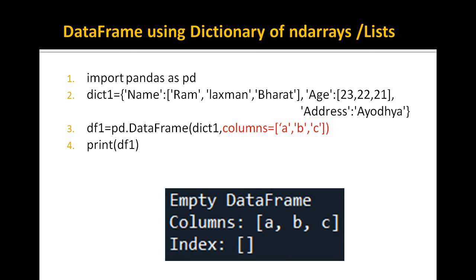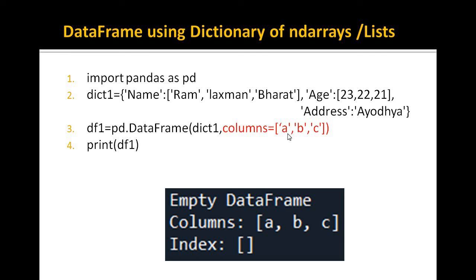Data frame using ND arrays and lists. I have another example here. When you are providing the column names, remember in the previous slide the first column name was age. So when the first column name matched with a key, this key age of dictionary 1, it filled these values 23, 22 and 21 in the column age. For other columns B and C it put NaN.